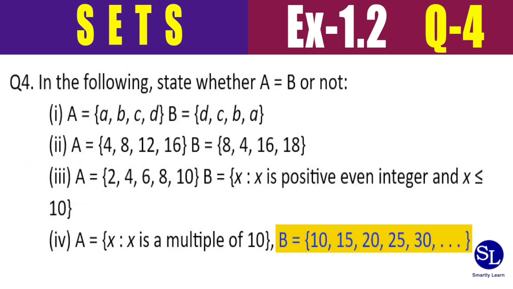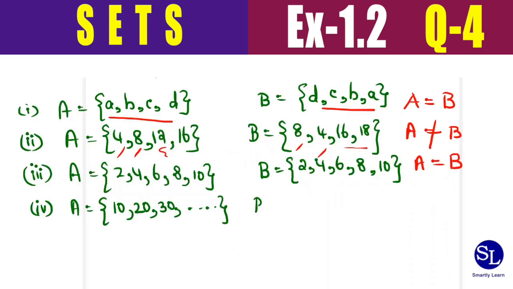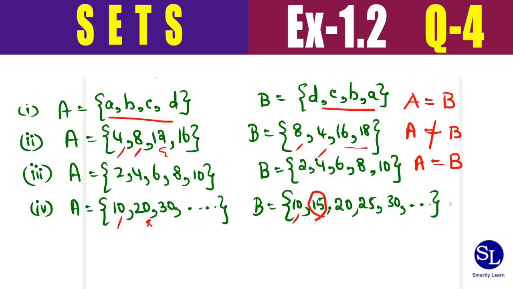Now let's look at set B. So it is 10, 15, 20, 25, 30 and so on. If you see, both A and B are infinite sets, so counting by the number of elements is not going to help us. Let's see if the elements exactly match. 10 is in A, 10 is in B, but B has an element 15 which is not there in A. So in this case, A is not going to be equal to B.